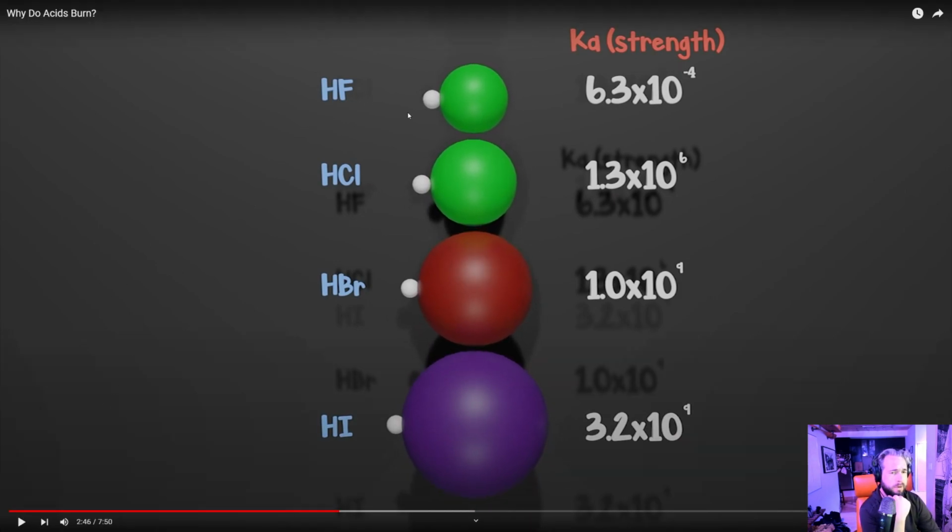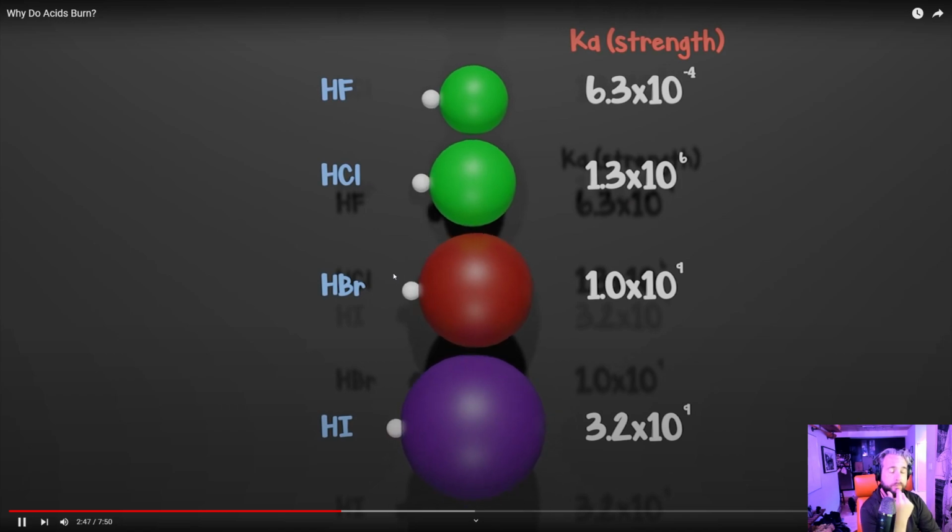So, if I'm not mistaken, I believe this is hydrofluoric acid, hydrochloric acid, hydrobromic acid, and I'm not sure which one that is. This is iodine? I wouldn't even know how to pronounce that one.